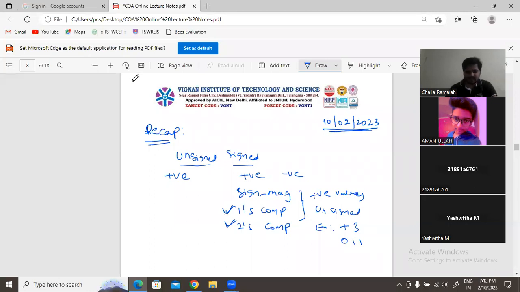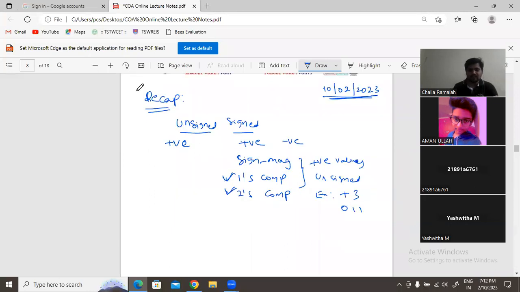So there is only one way to represent a plus 14, whether it is unsigned, sign magnitude, one's complement, or two's complement. How to represent plus 14? The sign bit is 0. The remaining bits: 0, 0, 0, 1, 1, 1, 0. With the 8421 code, 8 plus 4 is 12, 12 plus 2 is 14.